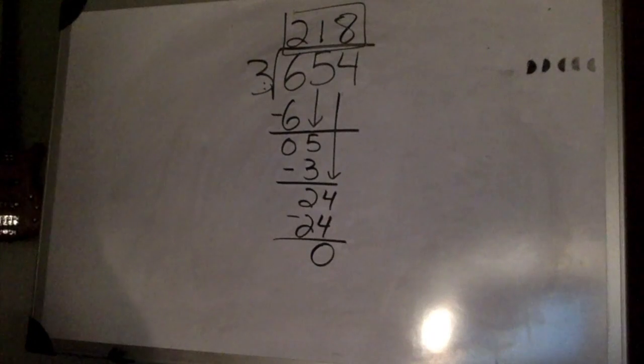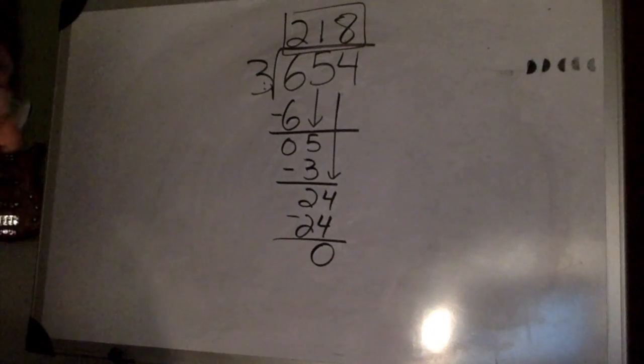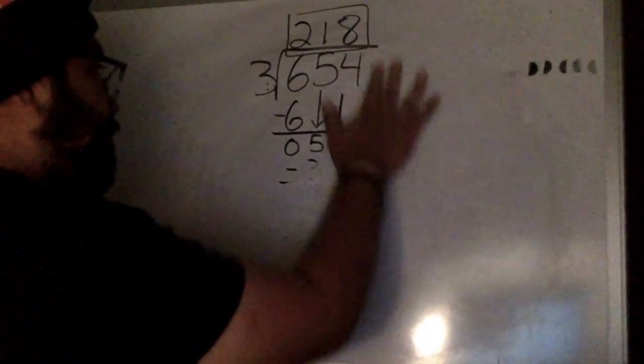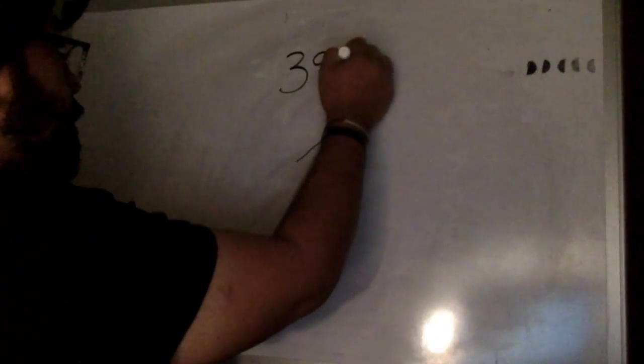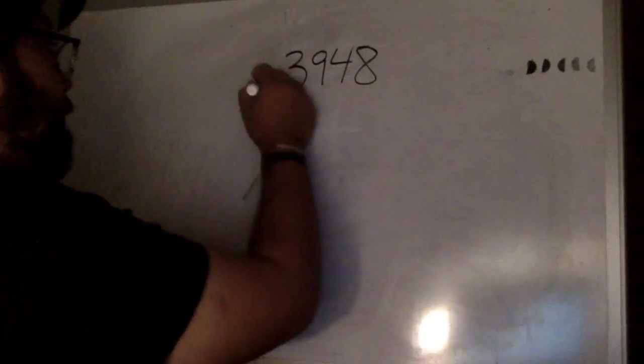If you got that one incorrect, no big deal. Go back, rewind the video, and fix your work. It's good. Now, let's go into the 4 digits. It's not as bad as it sounds. It's the same procedure. Let's try 3,948 divided by 3.